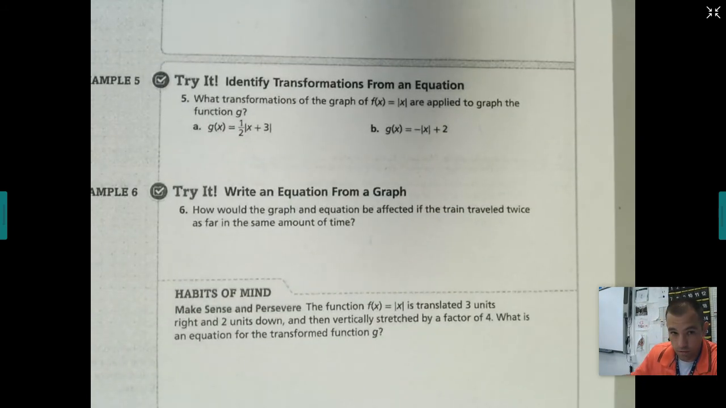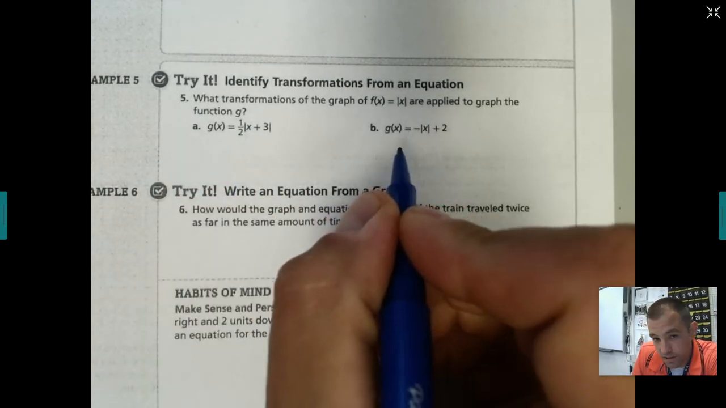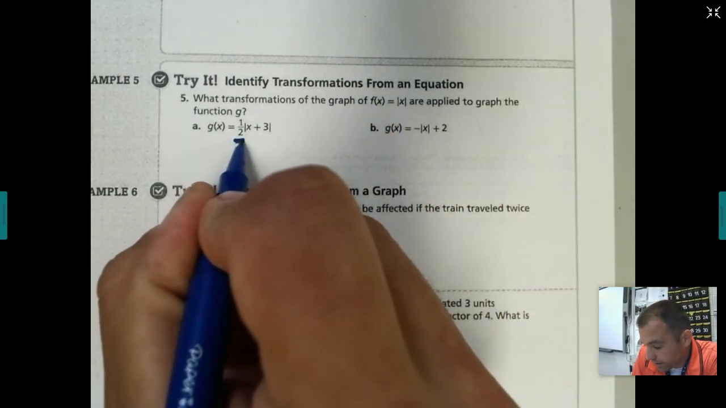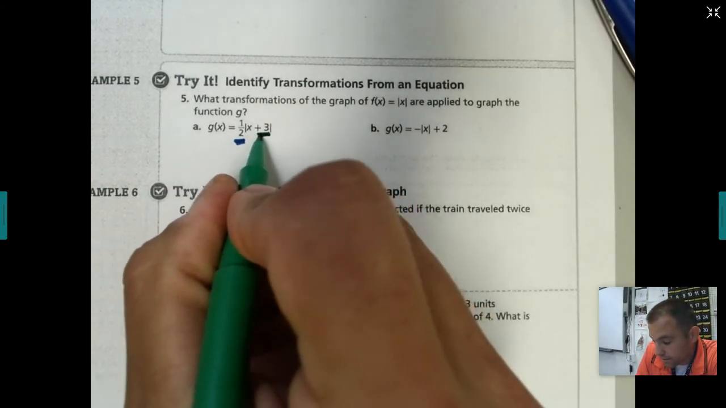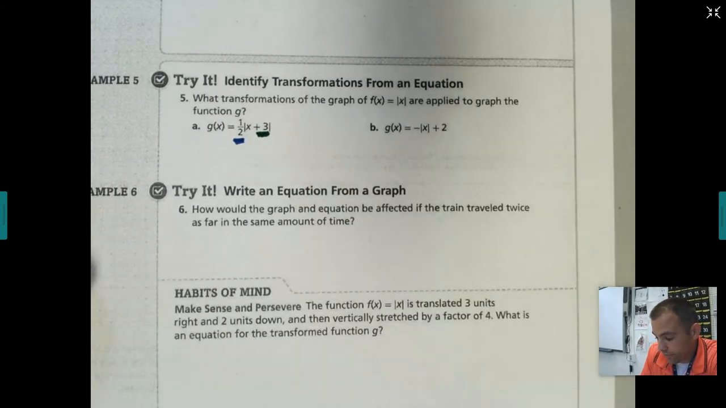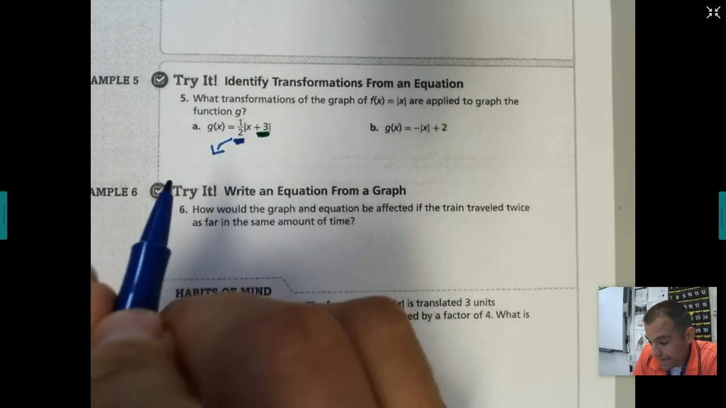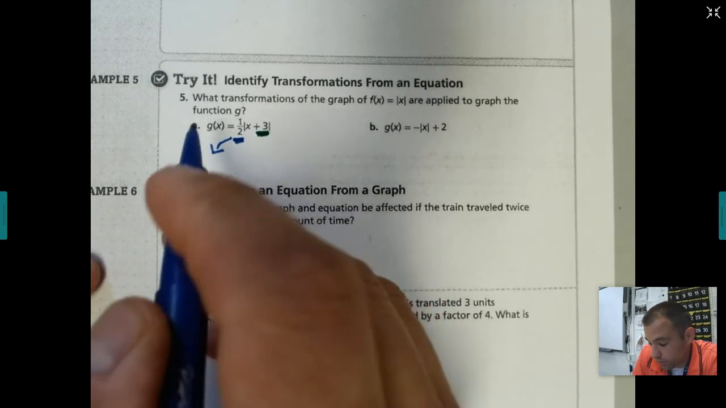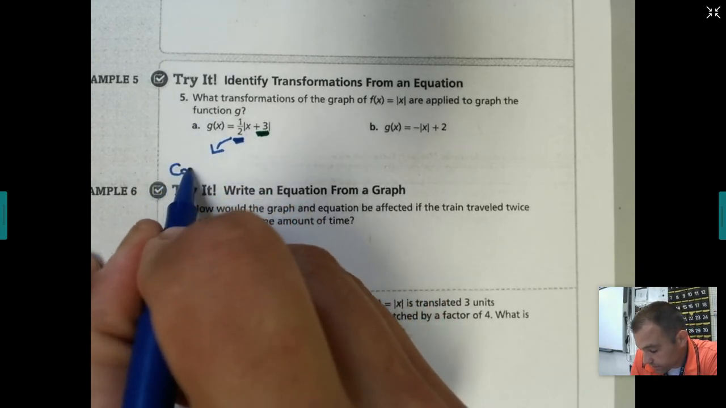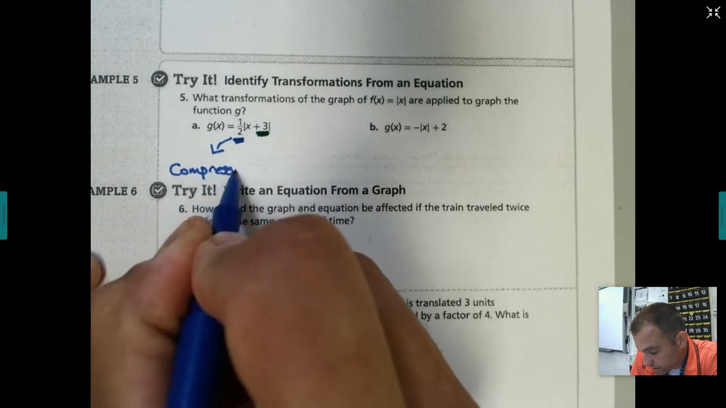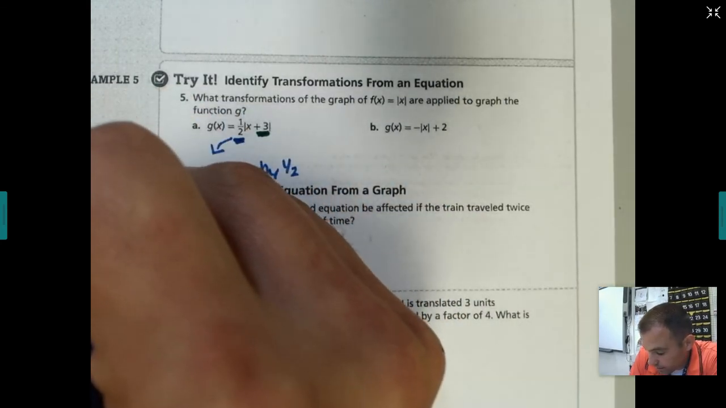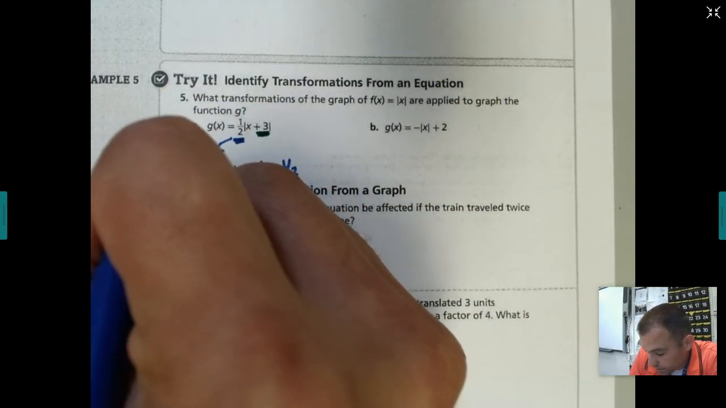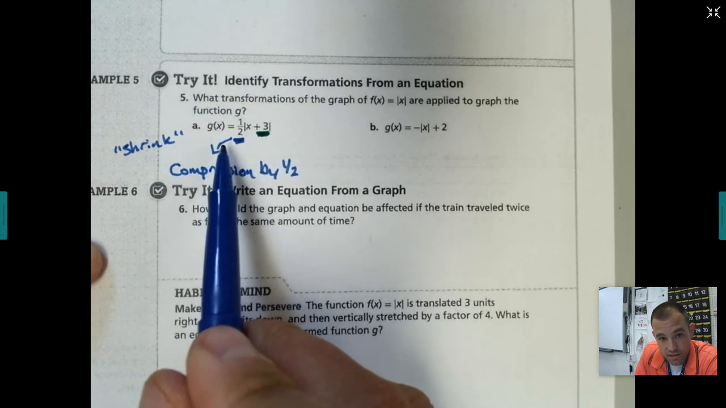All right, so I'm going to use some colors here to hopefully help us figure out what they are. So if you notice, there's only a couple things that are different here. I have a 1/2 right here, and I have a +3 on the inside. So the 1/2 is in front, so that's the A value, right? And it's less than 1, so this is going to be a compression by 1/2. Or you could say it is a shrink, okay? Because it's less than 1.